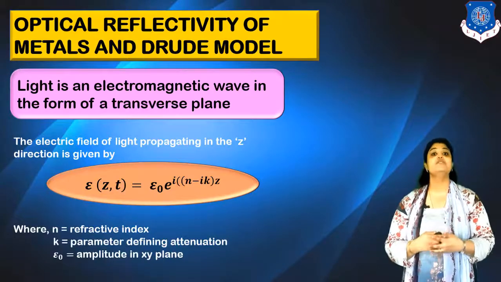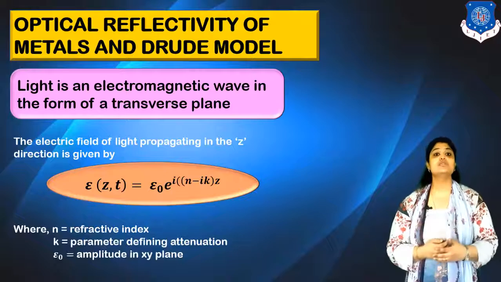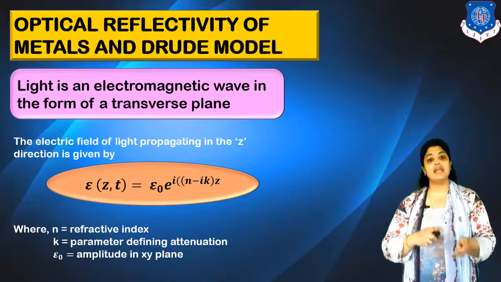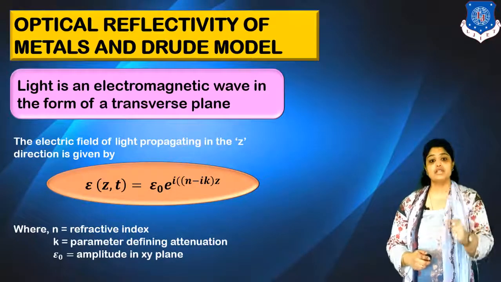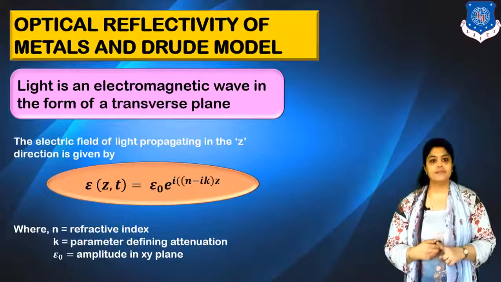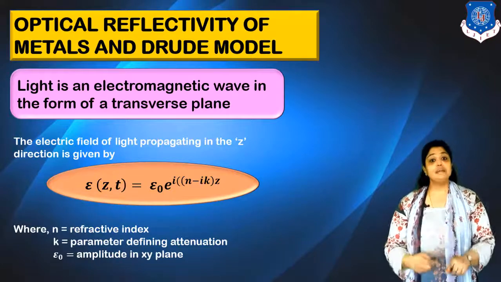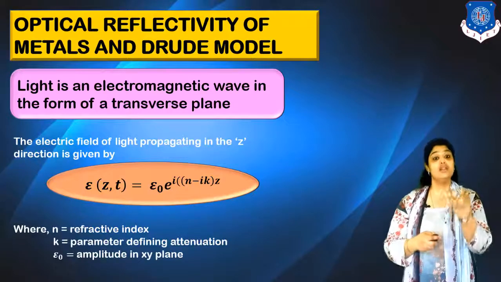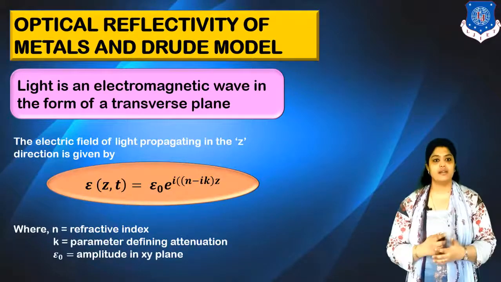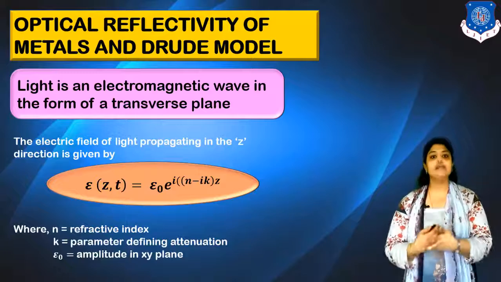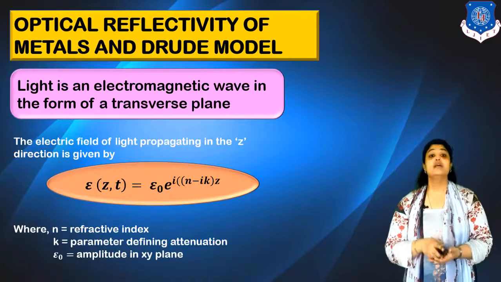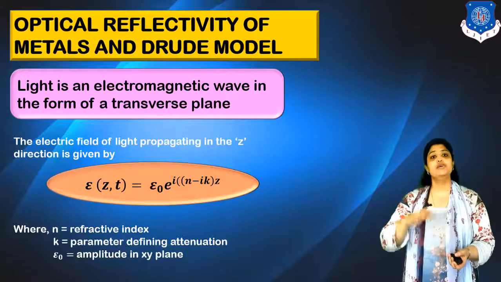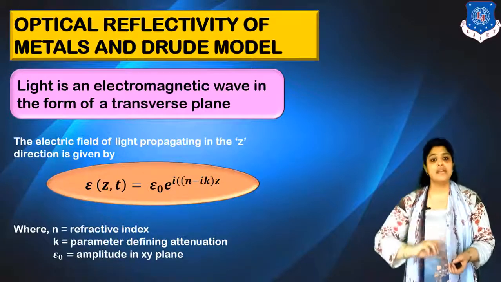What do you mean by the term refractive index? n is equal to c by v. It is the speed of light upon the speed of light in any material. So that defines the ratio of speed of light. k is known as a parameter which defines attenuation. Attenuation means the absorption, the total loss when light is striking any material. And ε0 is the amplitude of light in the xy plane. Because we are defining the electric field along the z direction, we take the amplitude along the xy plane, that is along the remaining two axes.